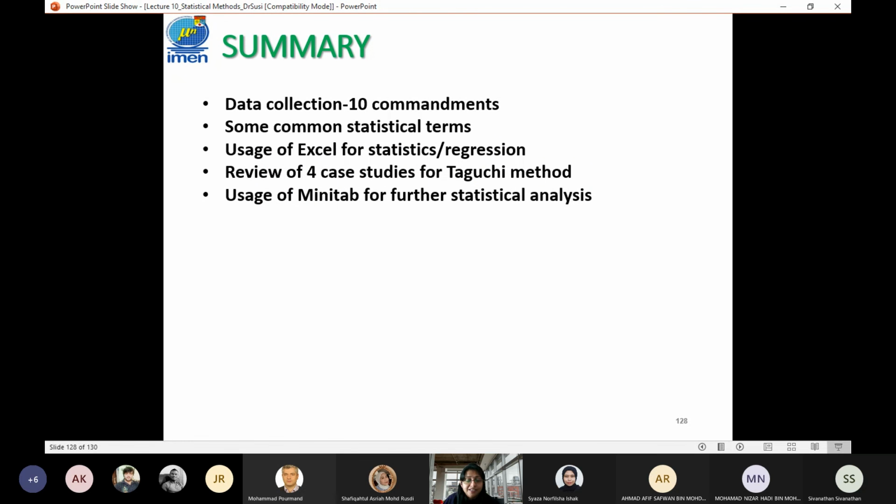Okay, I think that's it for my class. I'll just summarize what we have gone through for 2 hours, 2.5 hours, 2 hours and 20 minutes. I shared with you data collection, 10 commandments, some common statistical terms, and then usage of Excel for simple statistics and also regression. And we looked at a few case studies for Taguchi method, and also usage of Minitab for further statistical analysis.